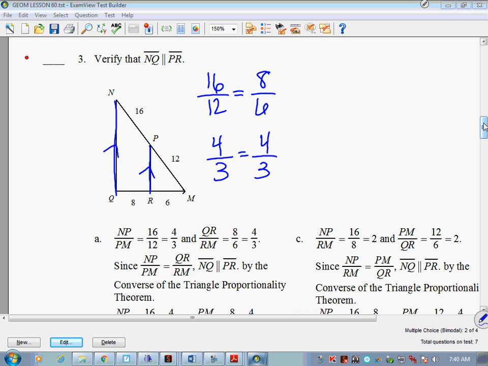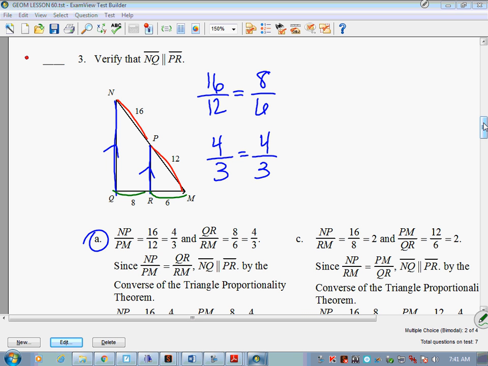So they are proportional. And so we can look through here, and I think that you'll see in A what we kind of are looking for here. This 16 twelfths equals 4 thirds. That's NP over PM, which is what we did. And QR over RM is 8/6 equals 4 thirds. Since those two things equal each other, NQ is parallel to PR by the converse of the triangle proportionality theorem.